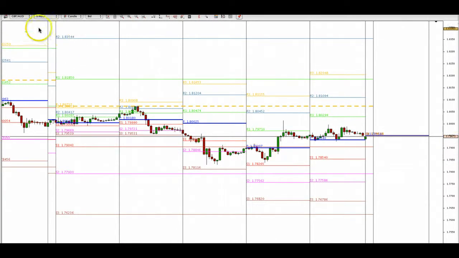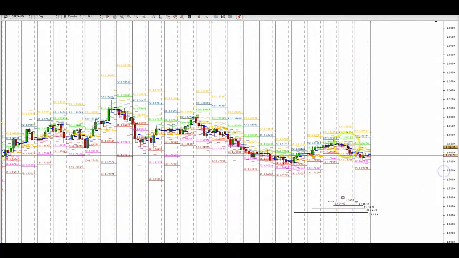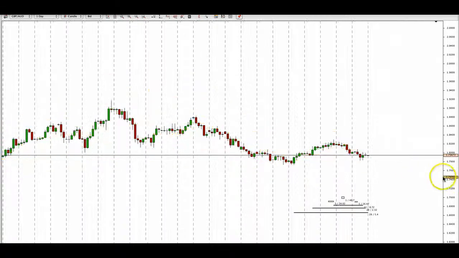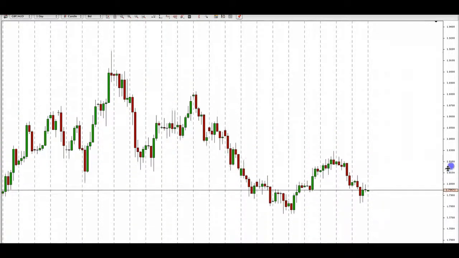So again, let's look at our daily chart. Let me just take all this information off. It's just too busy. We can't see what's going on with candles. We have sort of like a nice support level here with this tweezer bottom on a daily chart. Let's look at a 4 hour chart.